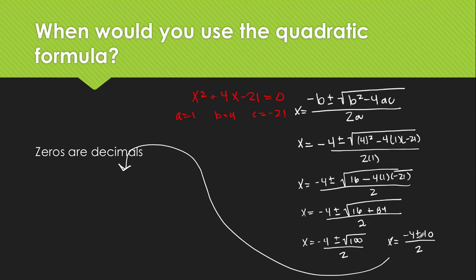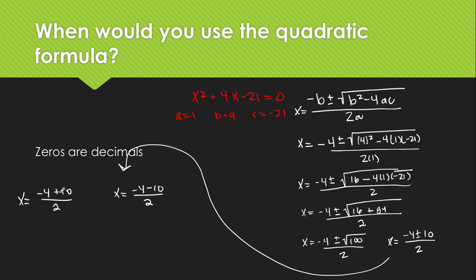Now, a lot of you may be wondering, what is this plus or minus thing, Miss Patterson? That means you're going to do it twice. You're going to do x equals negative 4 plus 10 divided by 2. And you're going to do x equals negative 4 minus 10 divided by 2. So plus or minus means you're going to do both of those in two separate operations, two separate transactions.